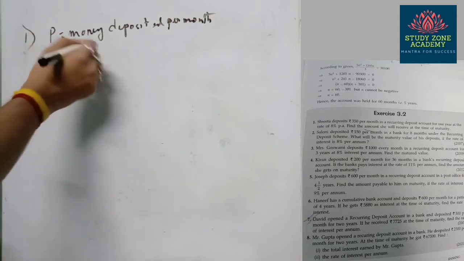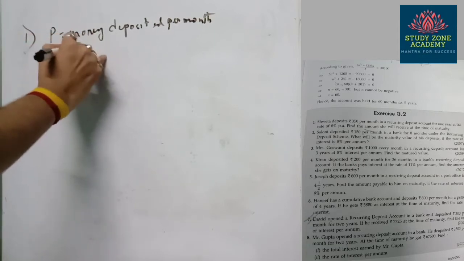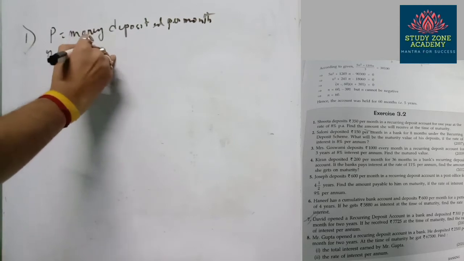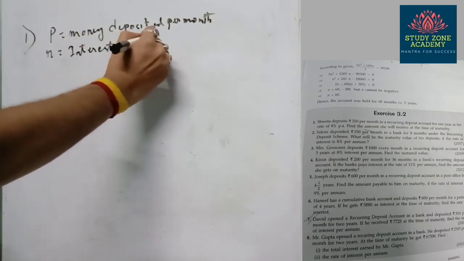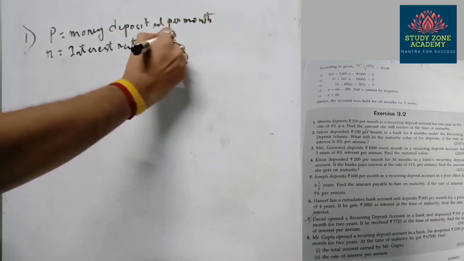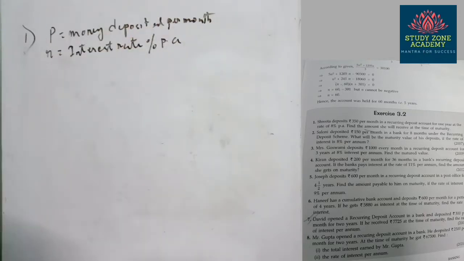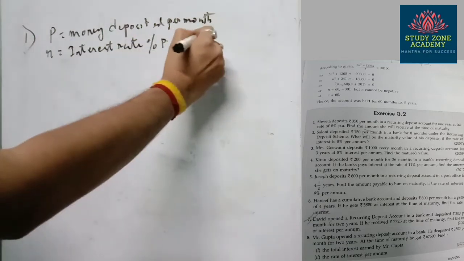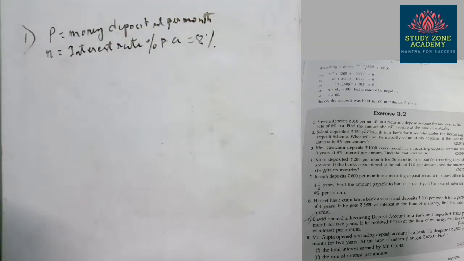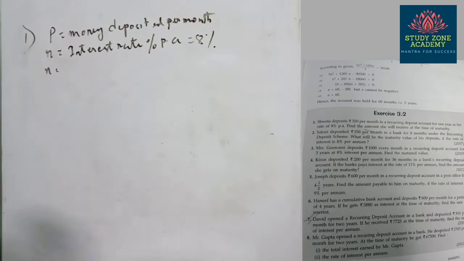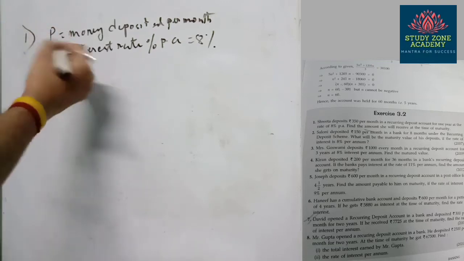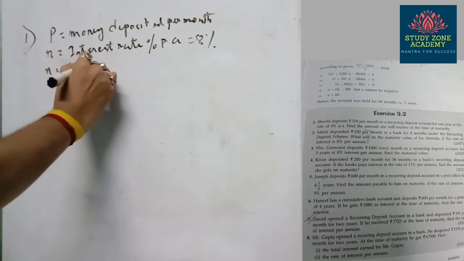Next comes R. It will be interest rate percent per annum, and in this case it's 8%. Then comes N, which is the number of months for which the money is deposited.